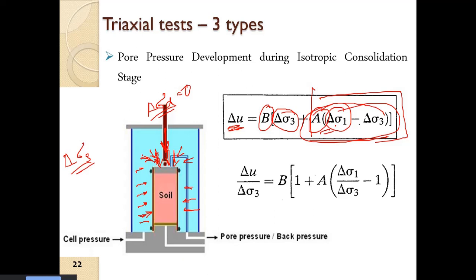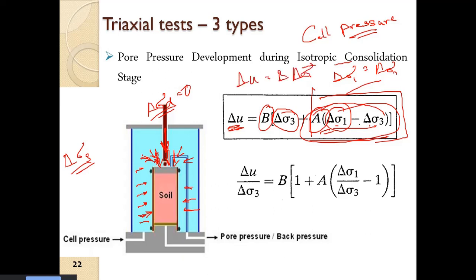So ultimately delta sigma 3 cancels out, since delta sigma 1 is equal to delta sigma 3 during the isotropic consolidation stage or cell pressure application stage. So this cancels out and we have delta U is equal to B into delta sigma 3. So ultimately we can say delta U by delta sigma 3 is equal to B.